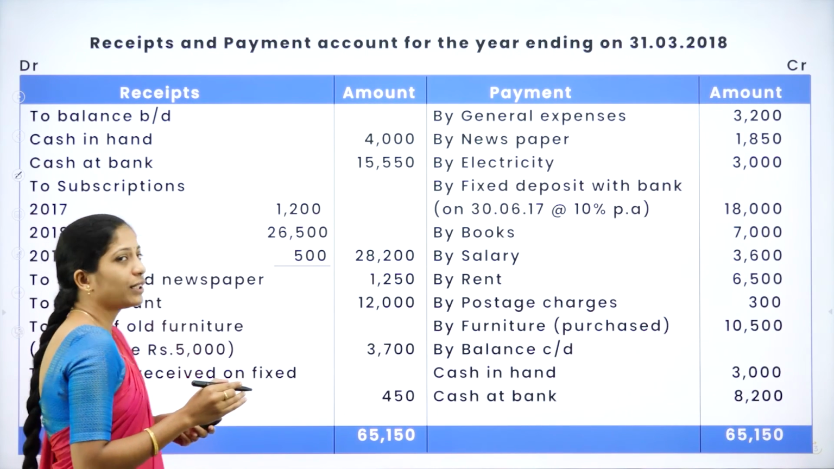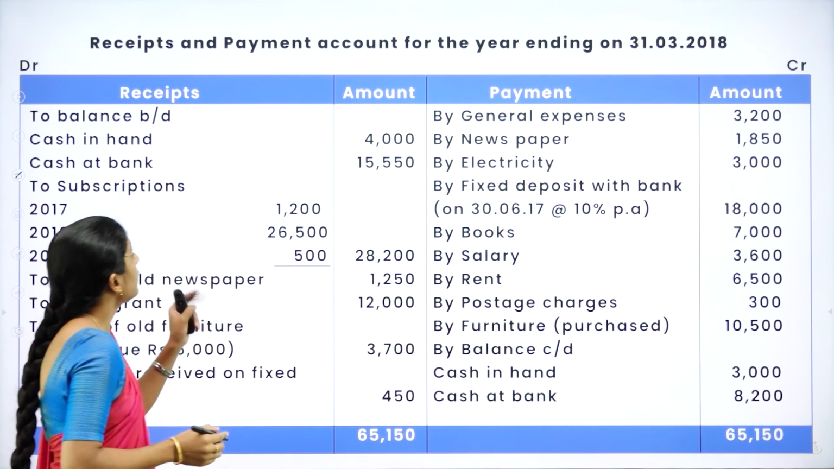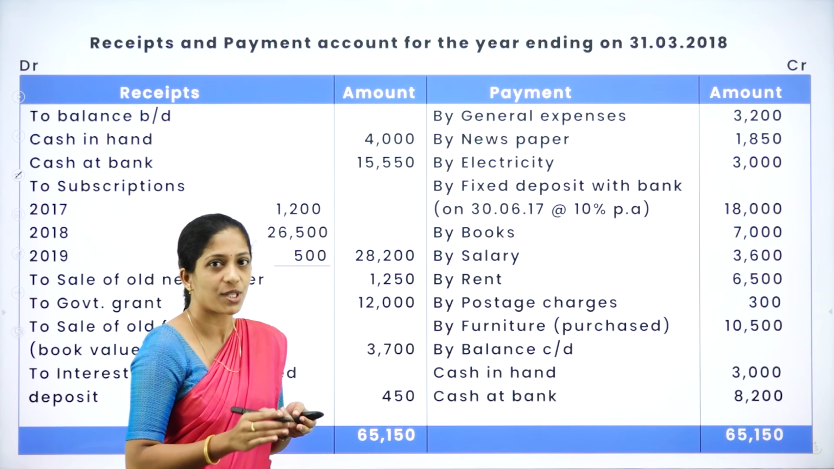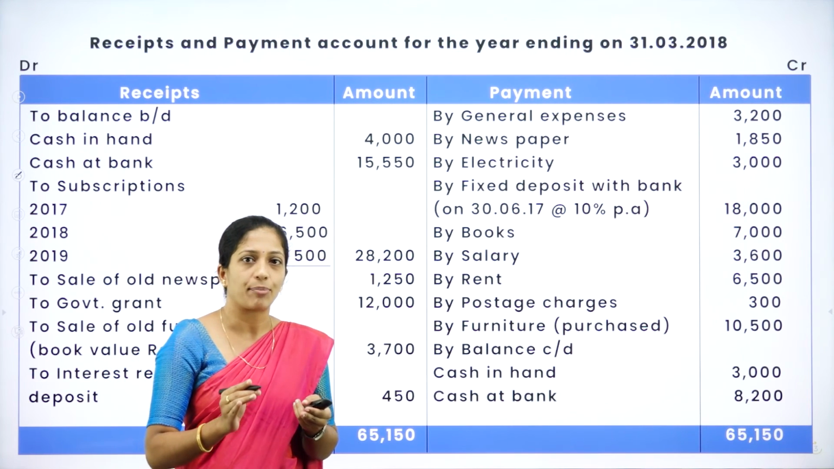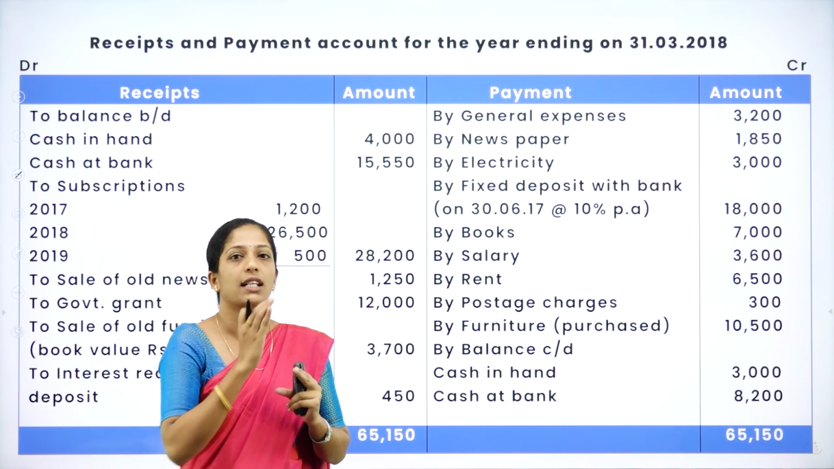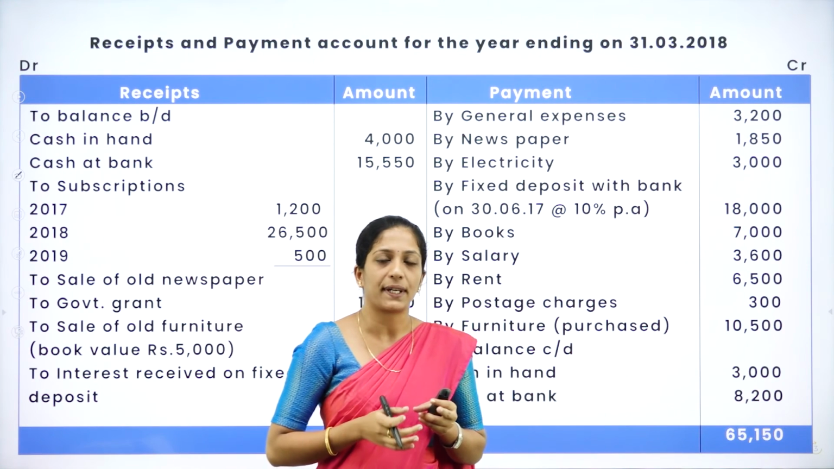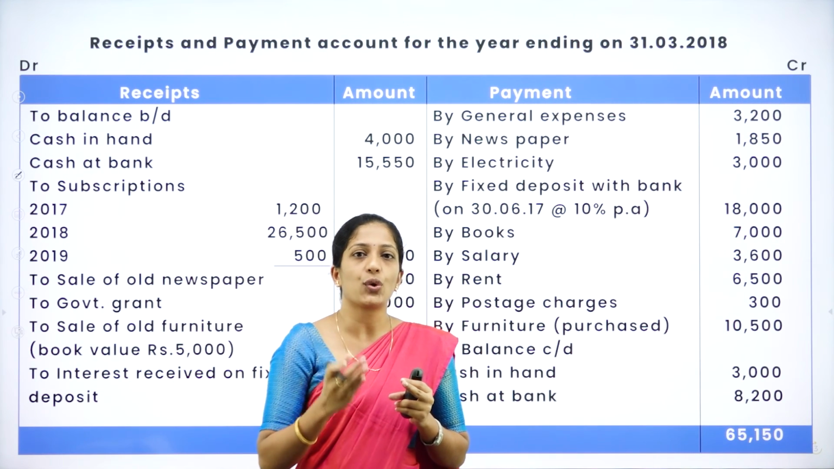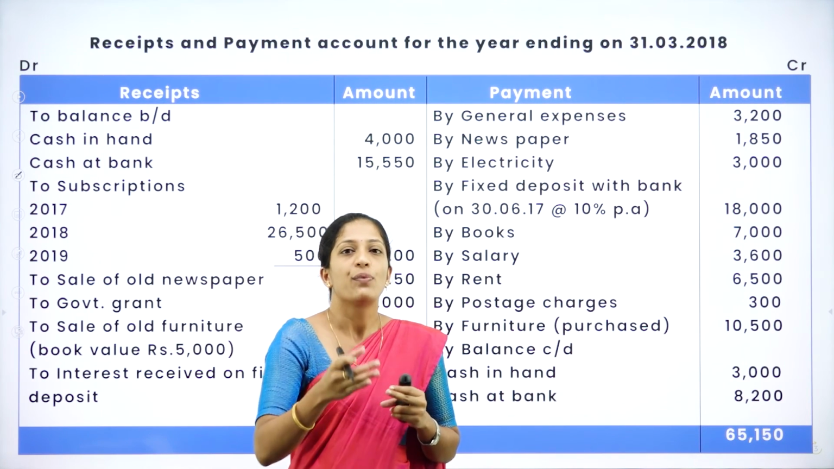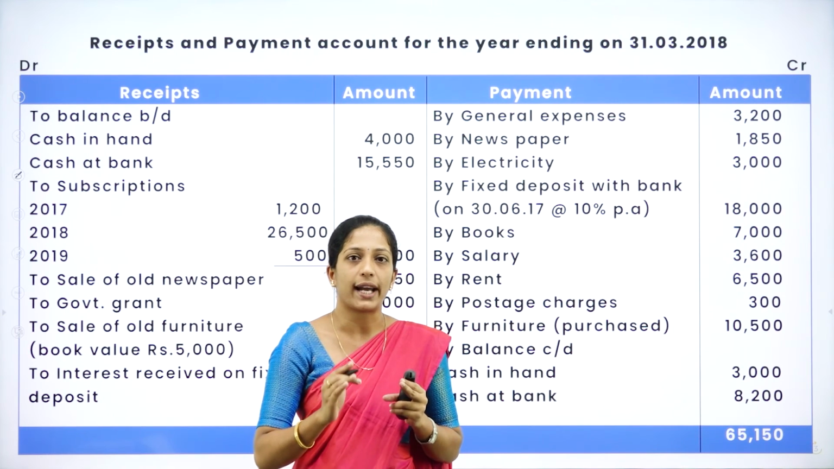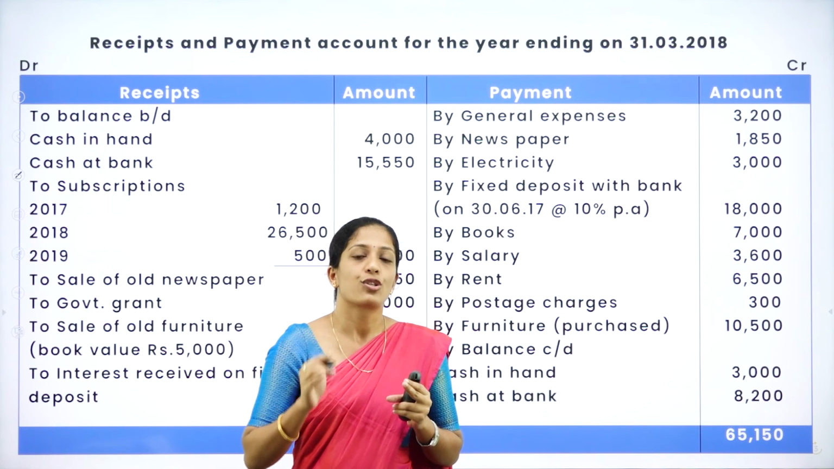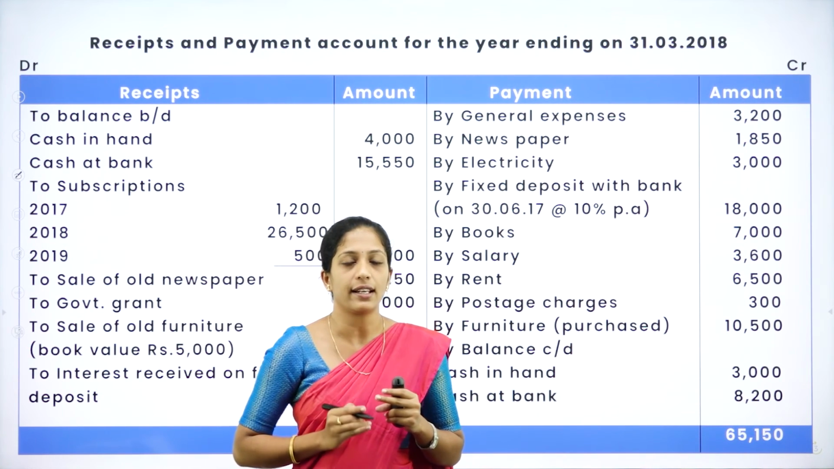Now go through the receipts and payment account. Here they have given the receipts and payment account for the year ending 31st March 2018. As I told in the previous session, first we have to segregate which are the revenue items and which are the capital items. So what are revenue items? Revenue items are those expenses or income, receipts or expenditure which are recurring in nature, whereas capital expenditure or capital receipts are those which are non-recurring in nature.